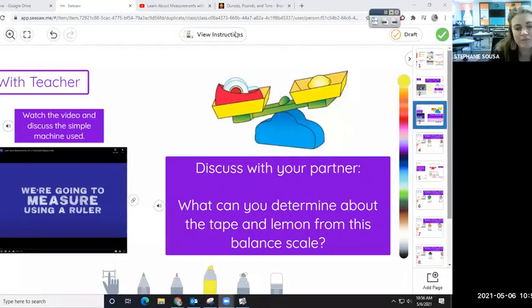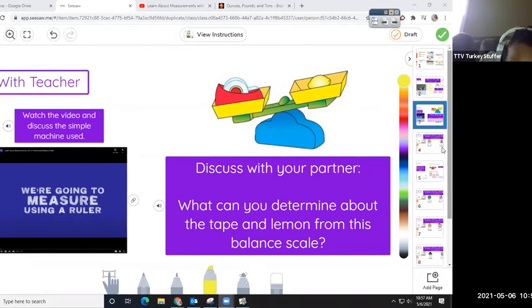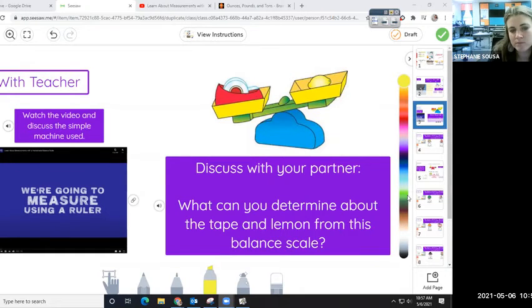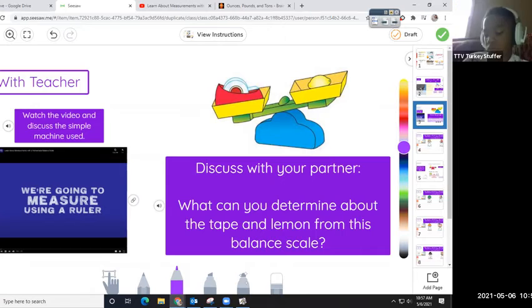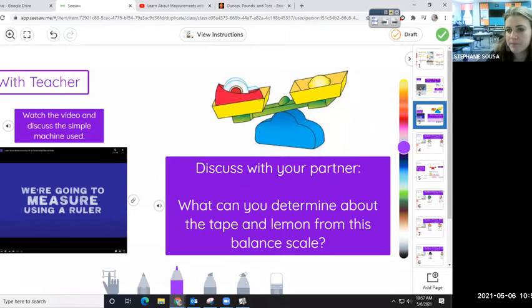Okay, Levin, go for it. The reason why they said the tape is heavier is because the tape holder is heavier than the lemon. How do you know? Because from my instincts, when I've held one before. Okay. So a connection. All right. Looking at the scale, how do we know, guys? Looking at the scale, how do we know? Yes, William.